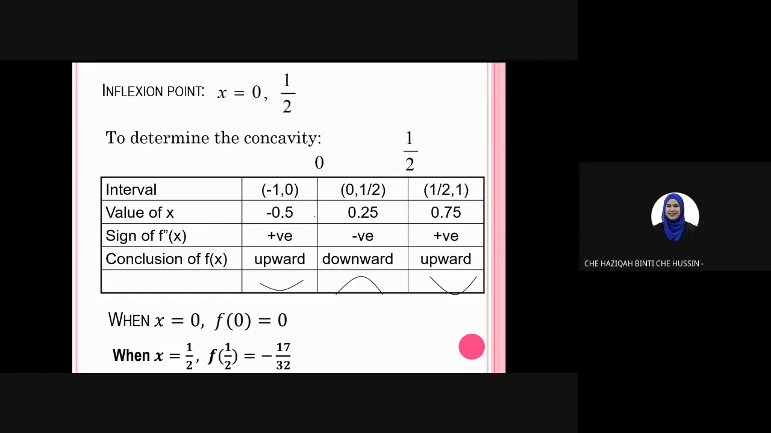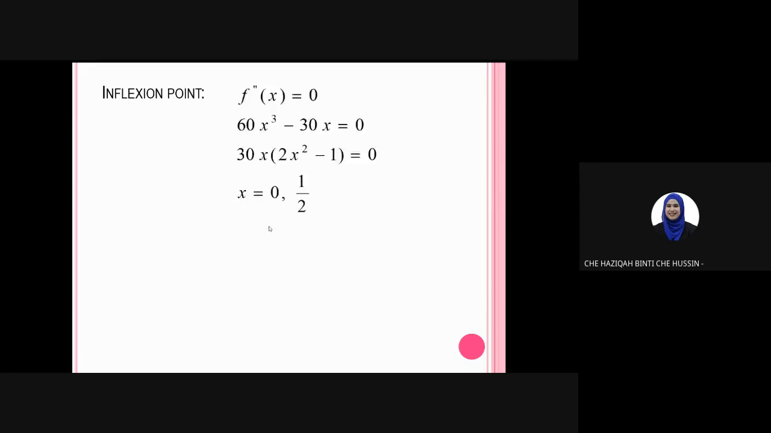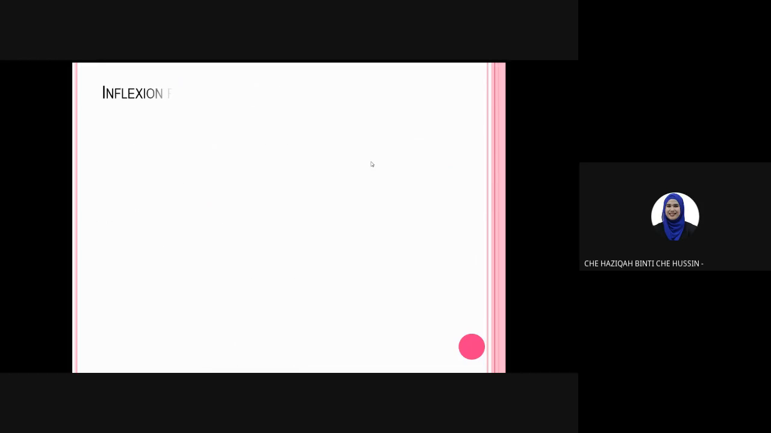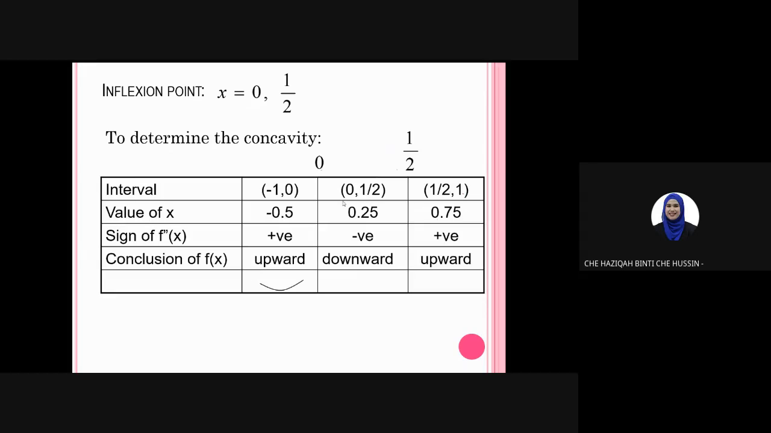Okay, for the sign of f double prime, you can substitute negative 0.5 into f double prime here, which is 60x cubed minus 30x. You substitute, and you will get positive, negative, and positive. Positive, it will be upward. Negative, it will be downward. And then positive again, it will be upward. So when x equal to 0, f(0) equal to 0. When x equal to 1 over 2, f(1/2) equal to negative 17 over 32.